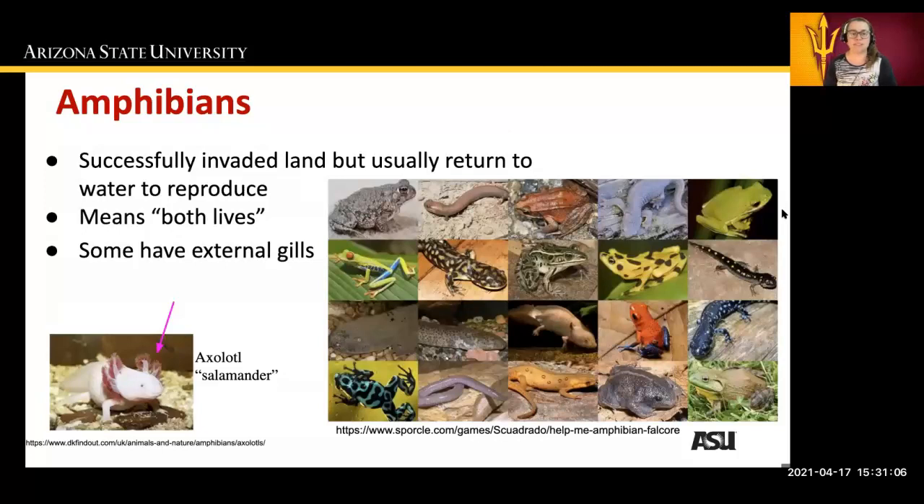Amphibians are organisms that successfully invaded land, but usually return to the water to reproduce. Amphibian means both lives. They live in the water and on land. Some amphibians, like the axolotl, have external gills, even as adults.